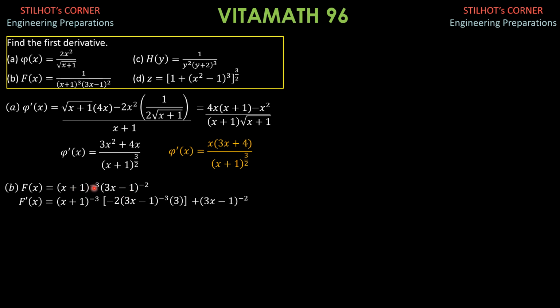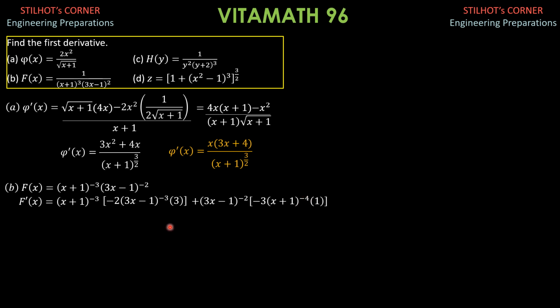Then the derivative of the first is negative 3 times quantity x plus 1 to the negative 4. Negative 3 minus 1 is negative 4. Times derivative of x plus 1, which is just 1, because derivative of x is 1 and derivative of 1 is 0. So again, negative 3 times quantity x plus 1 to the negative 4 times 1.